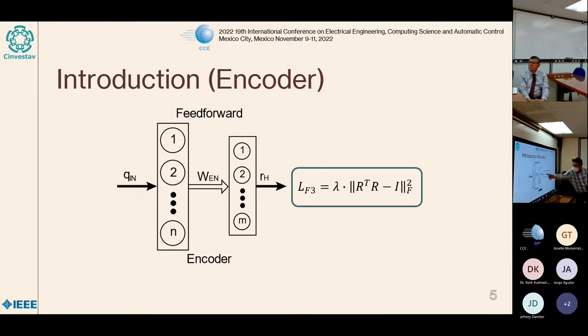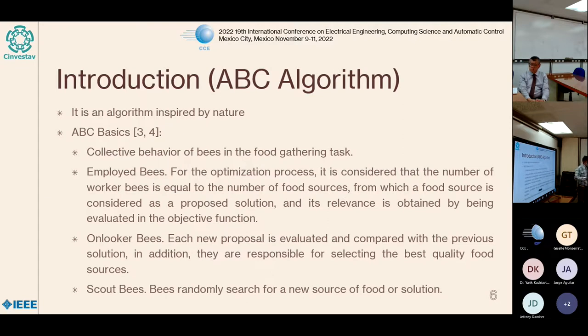It's one solution for this problem, because I need the synaptic matrix that solves this equation. In these algorithms, one bee is one solution, but I need to check the quality of the solution. In the ABC algorithm, the quality of a solution is similar to a food source: good solution, good food source. We have the onlooker bees, and the task of these bees is to check the quality of the food source. And finally, the scout bees are another kind of bees, and these bees propose new solutions.